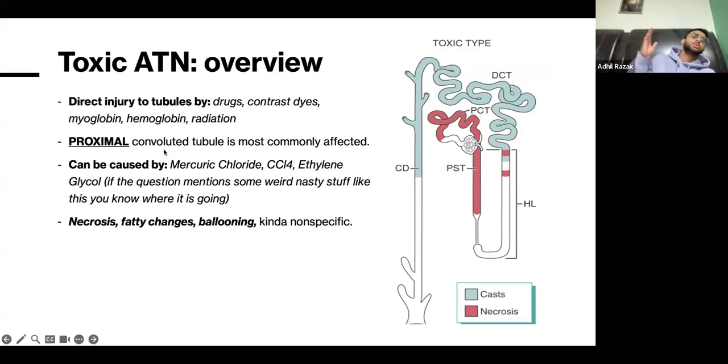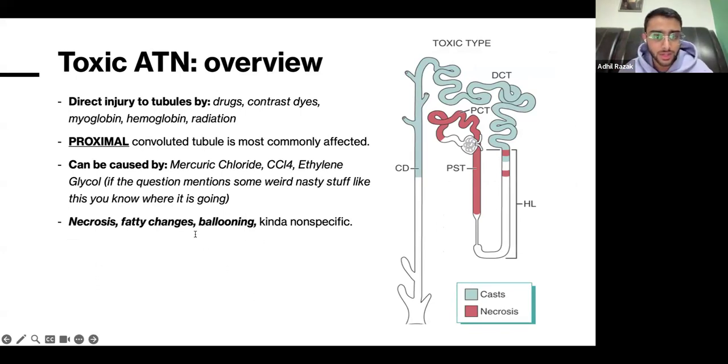This happens due to direct injury to the tubules by drugs, contrast dyes, myoglobin, hemoglobin, radiation, things like that. For your exam, at least for your university exam, what they'll mostly ask you is something like contrast or something straightforward like that. But it could also happen due to conditions like rhabdomyolysis and things like that.